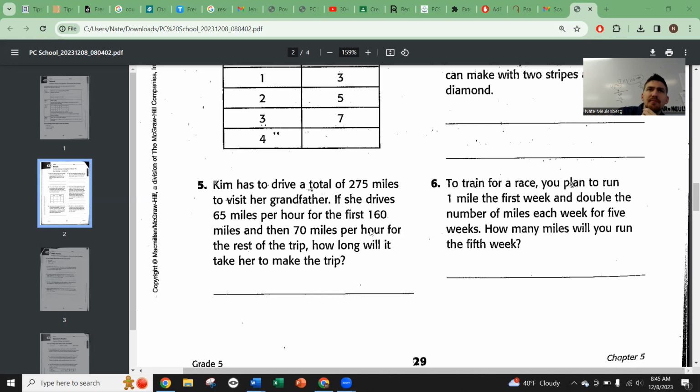What'd you get when you got it? 115. Okay, so write that in after 70 miles per hour, right? 115 miles. After what? See where it says, and then 70 miles per hour for the rest of the trip. Instead of rest of the trip, write down 115 miles.